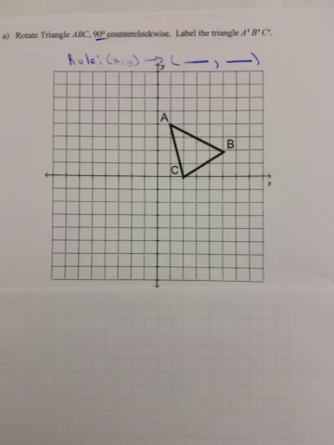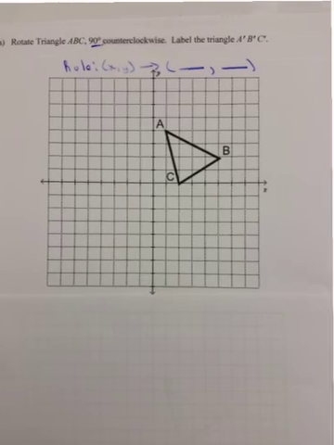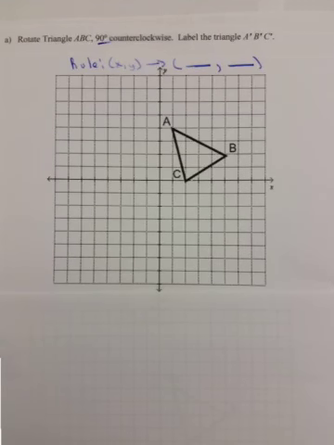Okay, let's try example 1. It says rotate triangle ABC 90 degrees counterclockwise. Label the triangle A prime, B prime, C prime. So if you look right now, our triangle is in quadrant 1, this quadrant right here. And we're going to rotate it 90 degrees. So remember, each one of the quadrants is 90 degrees. That means this triangle is going to end up in quadrant 2 since we're going 90 degrees.